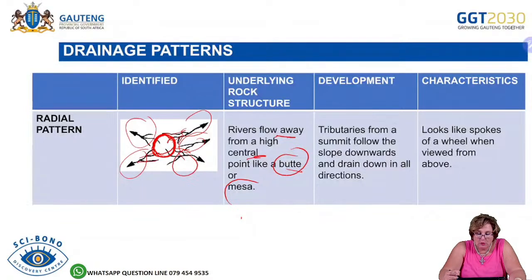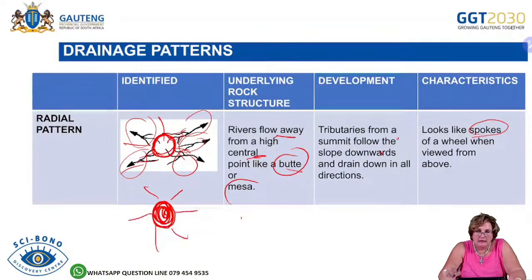The tributaries form a summit and follow the slopes downwards, and it drains down in all directions. It looks like the spokes of a wheel when you look at it from above. So you first look for the high point, the mesa or the butte in the middle, and then the rivers that are draining down, and it looks like the spokes of a wheel.